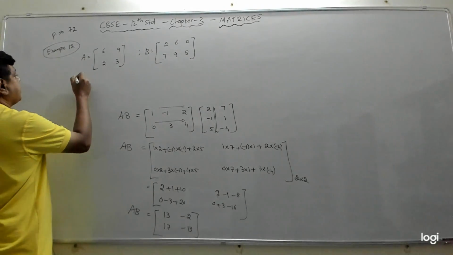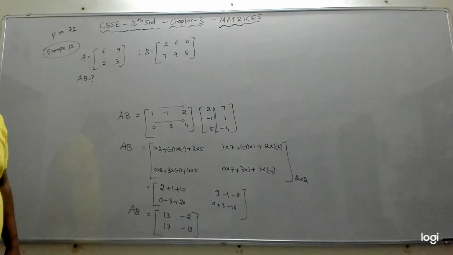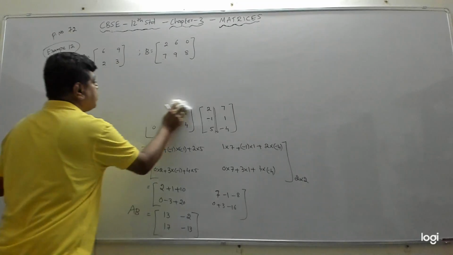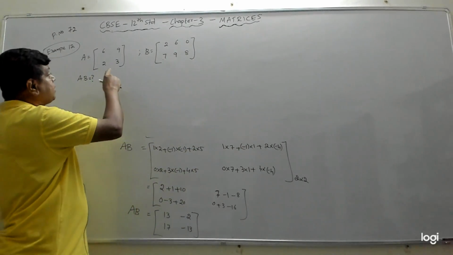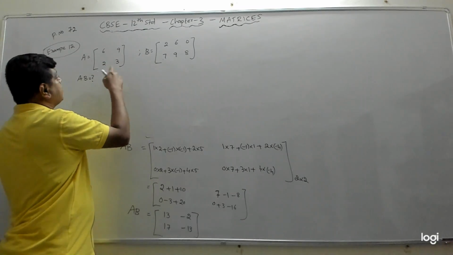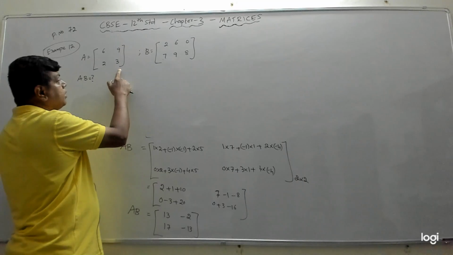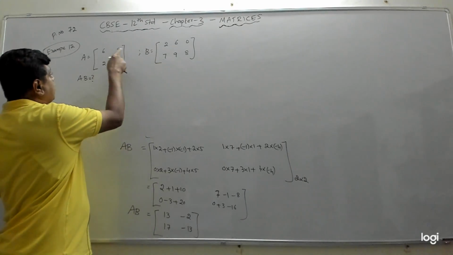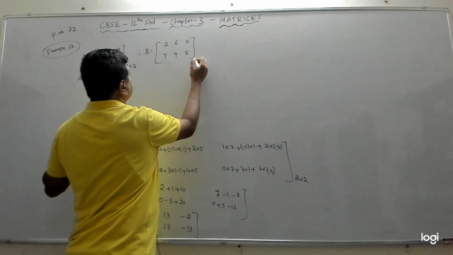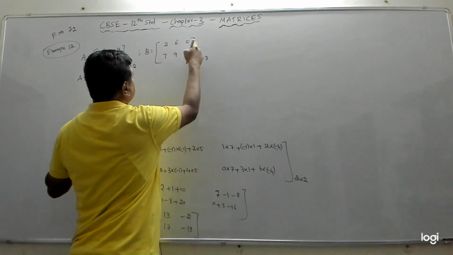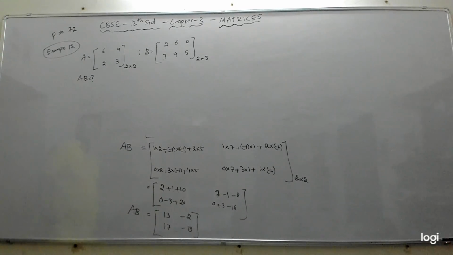We have to find AB. Which means we need to multiply these two matrices. Before we start multiplying, let's check the condition whether the number of columns of A is equal to the number of rows of B. What is the order of this matrix? 2 cross 2, 2 rows, 2 columns. What is the order of this? 2 cross 3 matrix, 2 rows, 3 columns.